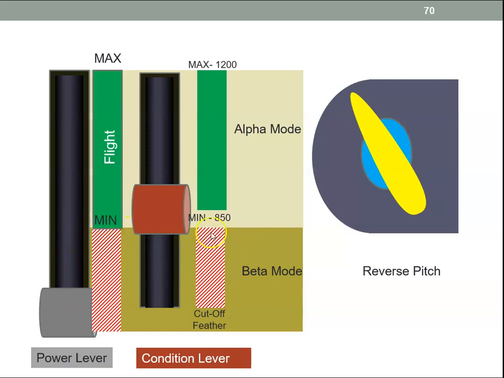Okay, so we have two modes. The alpha mode, the condition lever changes the pitch of the prop. So that's when we're in the air, alpha for air. And the beta mode is when we're on the ground, and the power lever then changes the pitch of the prop when we're on the ground.